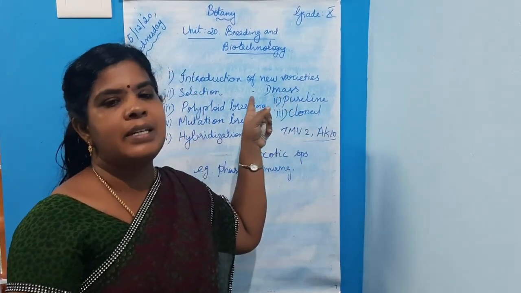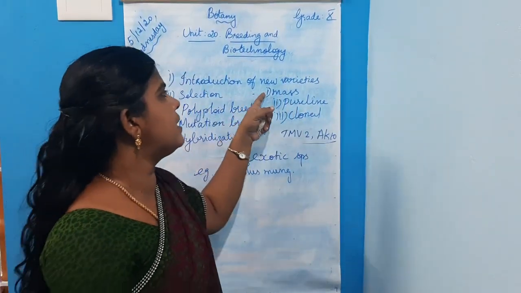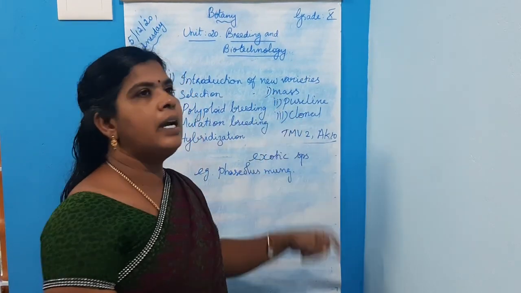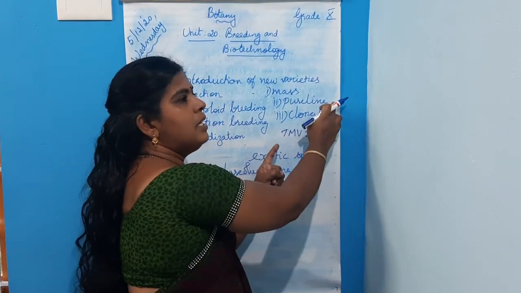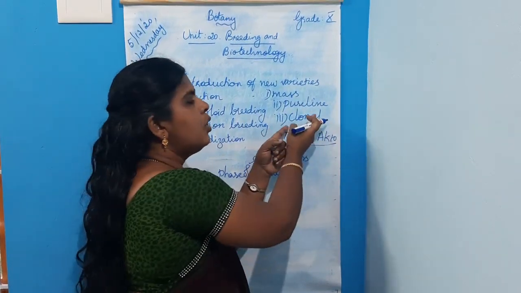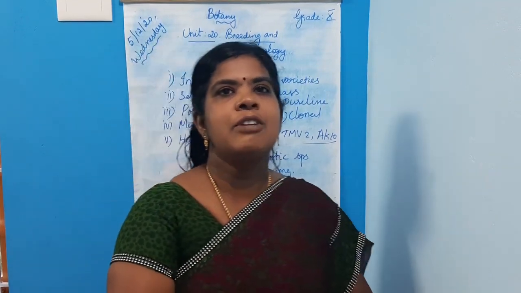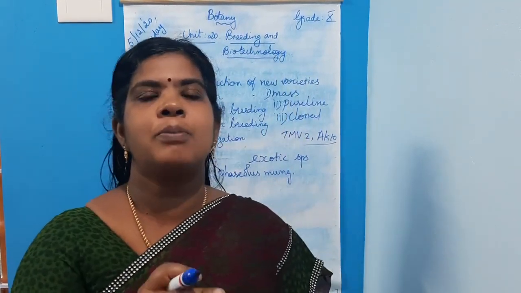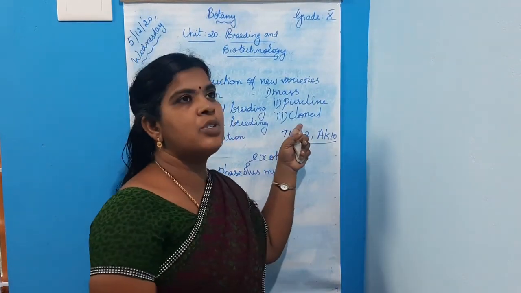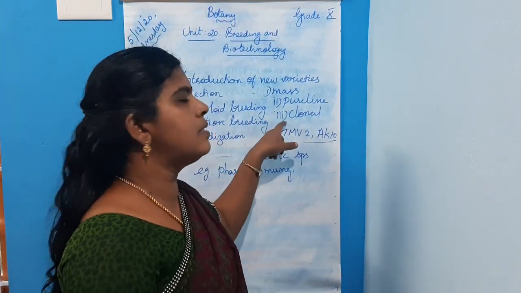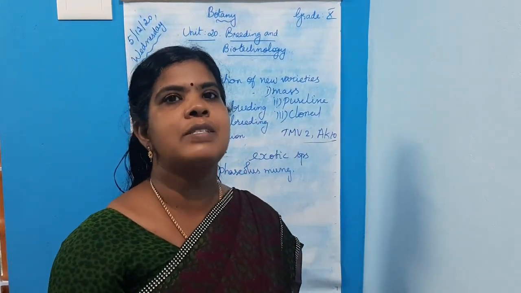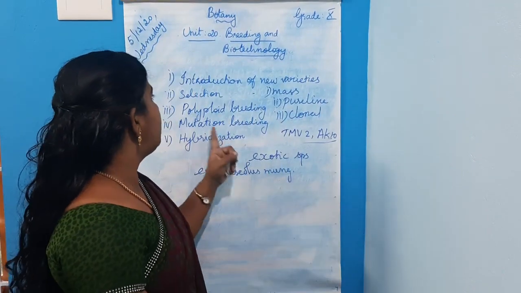So these are the types of selection: mass selection, pure line and clonal selection. In pure line selection, the progeny is obtained through self-breeding, isn't it? In clonal selection, the individuals are produced through asexual reproduction or vegetative propagation. In these two types, the individuals obtained are both phenotypically and genotypically similar. Okay, what is the next one?